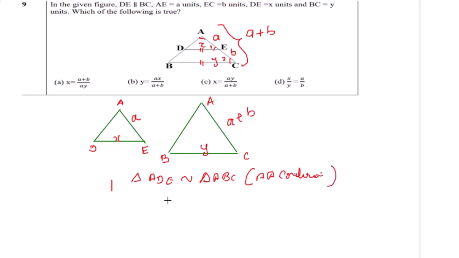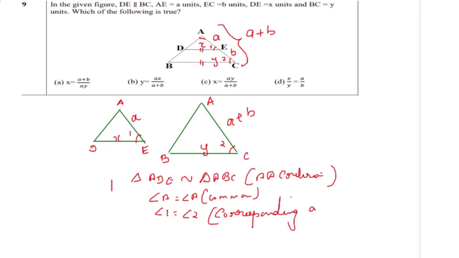If you want to get this proof, it is very simple. Angle A is equal to angle A, the reason is common. I have marked here 1 and 2. Angle 1 is equal to angle 2 because these are corresponding angles, as DE is parallel to BC. The reason is corresponding angles. Hence we can say that triangle ADE is similar to triangle ABC.